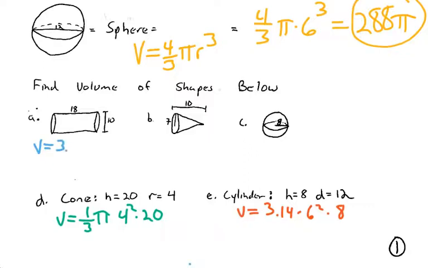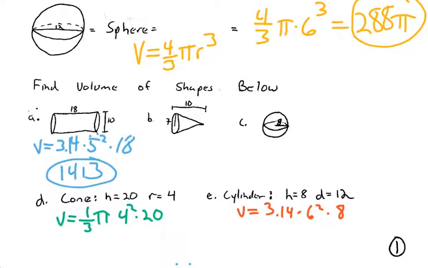There's no reason why. I'm just saying I'm going to use 3.14 times the radius. Well, the radius is going to be half this 10. So half that 10 is 5. So it's going to be times 5 squared times the height, which is 18. Go ahead and enter all those in the calculator. 3.14 times 5 squared times 18 is 1413. And there's your final answer there.